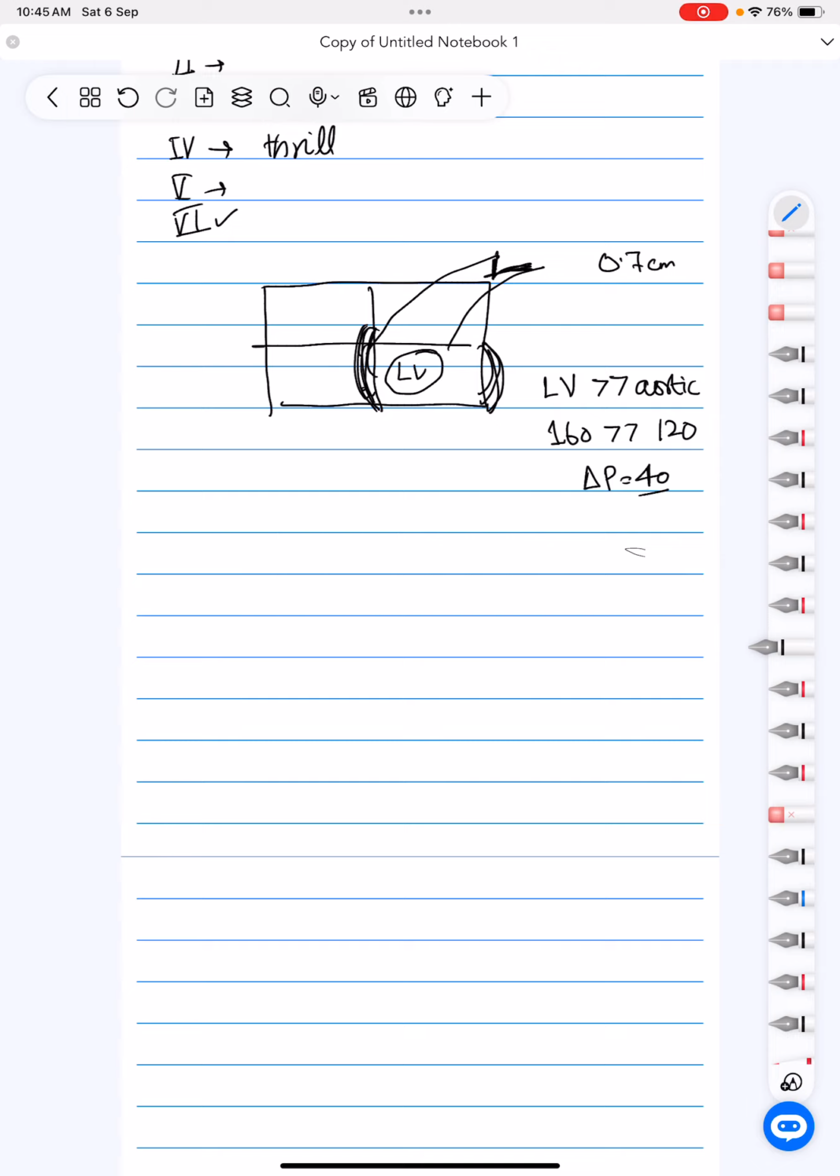The second thing it causes is that after hypertrophy, when it eventually dilates and an increase in cavity size occurs, the mitral valve annulus is also pulled apart. Here is the mitral valve, so that annulus is pulled apart, and that causes mitral regurg. In very severe cases, it causes mitral regurg.